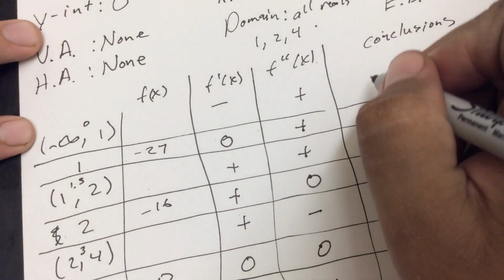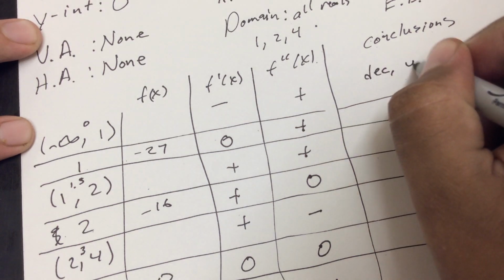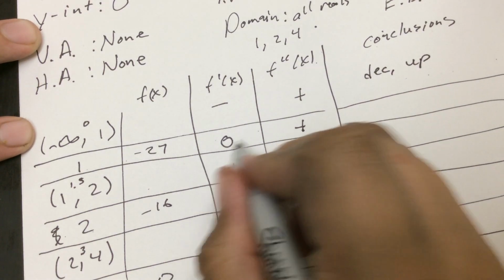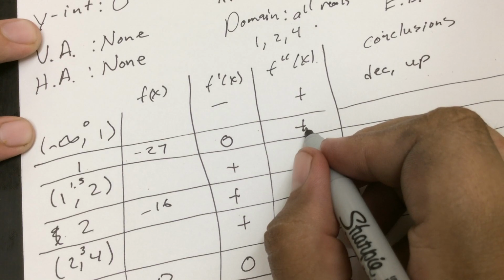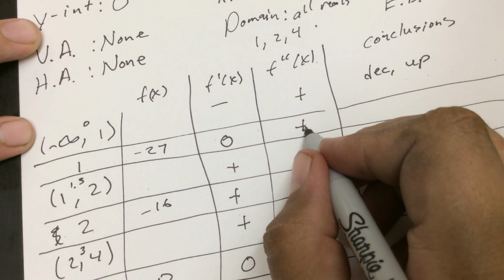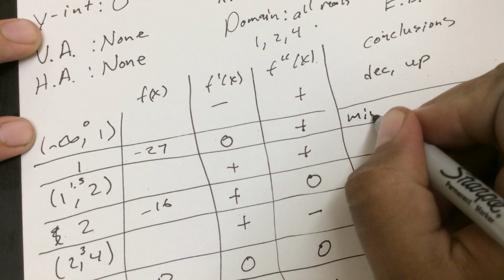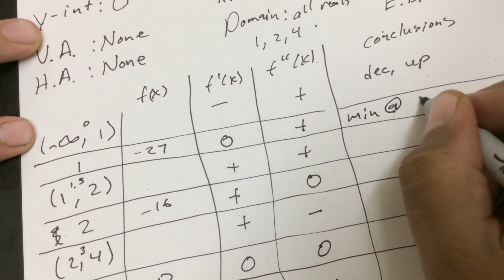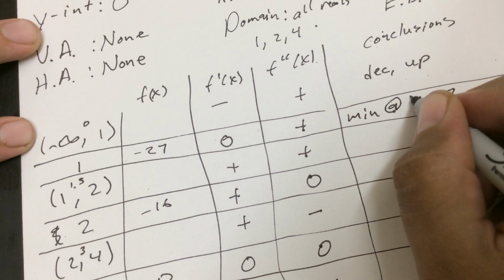So what does that tell us? Well, we're decreasing and up. Because this is a 0, we're going to have a plus here, which means we are a min at 1 comma negative 27.